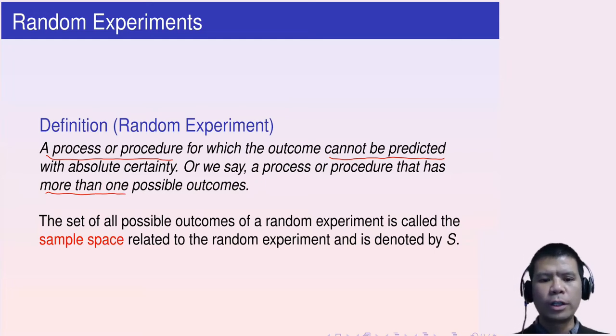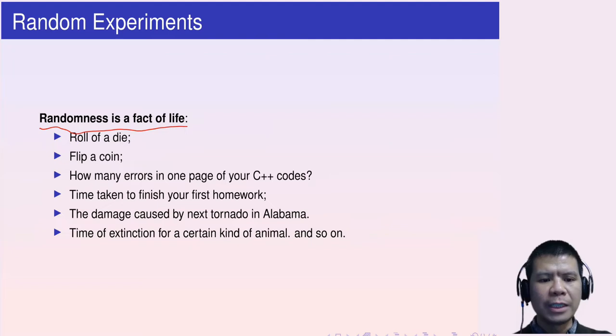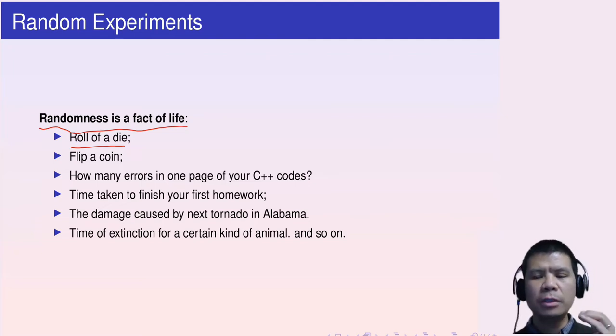For instance, in the previous example, roll of a die. You roll a die, can you predict the outcome with absolute certainty? No, you cannot. How many possible outcomes are there? Six. There are six possible outcomes. Therefore, there are more than one possible outcomes. Therefore, by definition, this is a random experiment.